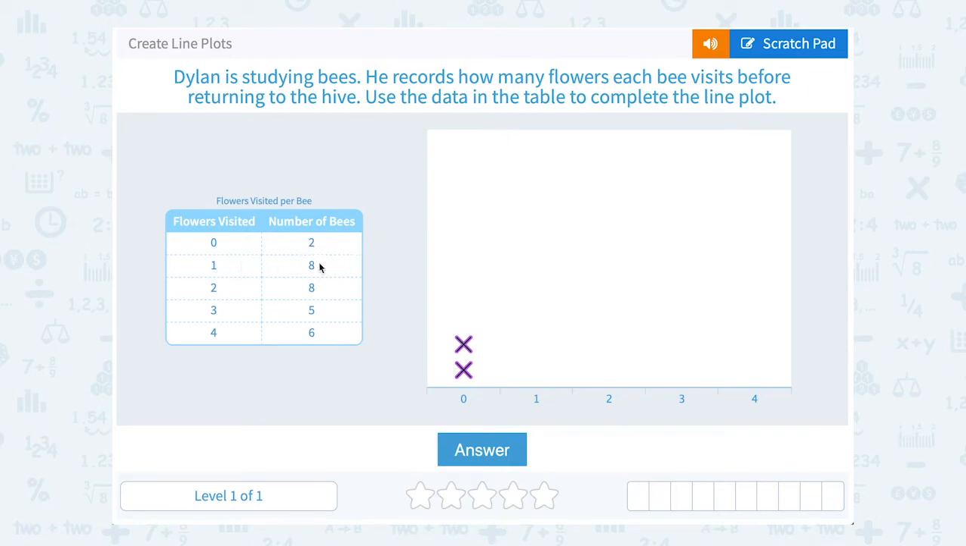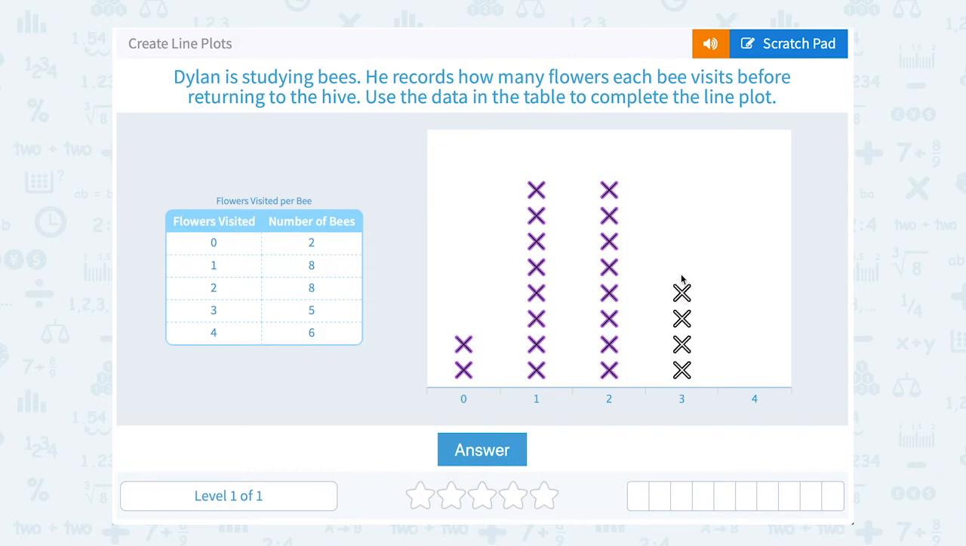For 1 flower, there were 8 bees, so I'm gonna draw 8 X's, 1, 2, 3, 4, 5, 6, 7, 8, right? An X for each bee, 8 X's for 8 bees. Okay, for 2 flowers, there were also 8 bees. So I'm drawing another 8 X's. For 3 flowers, there were 5 bees. So I'm only gonna draw 5 X's, 3, 4, 5. And for 4 flowers, 6 bees visited 4 flowers. So I'm gonna make sure to draw 6 X's.